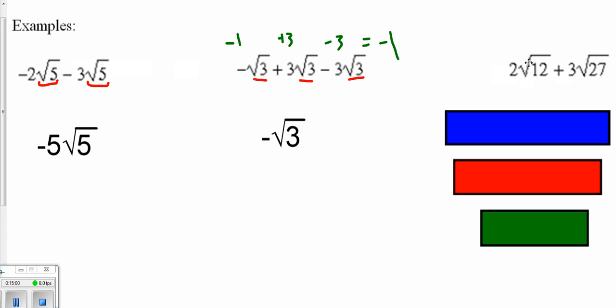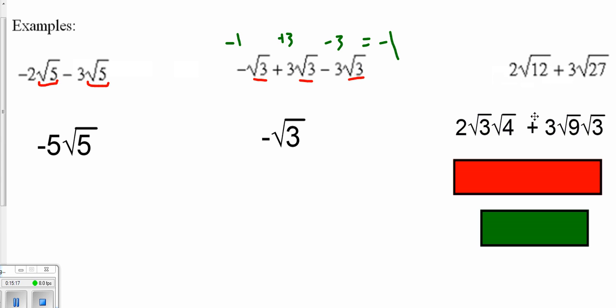For our next example, we're going to have to simplify our roots first. These ones we didn't have to because square root of 5 doesn't break down, square root of 3 doesn't break down. But square root of 12 will break down, and the square root of 27 will break down. Those ones will simplify. The square root of 12, well, 12 is 3 times 4. Square root of 27 is 9 times 3. Or should I say the square root of each of those.